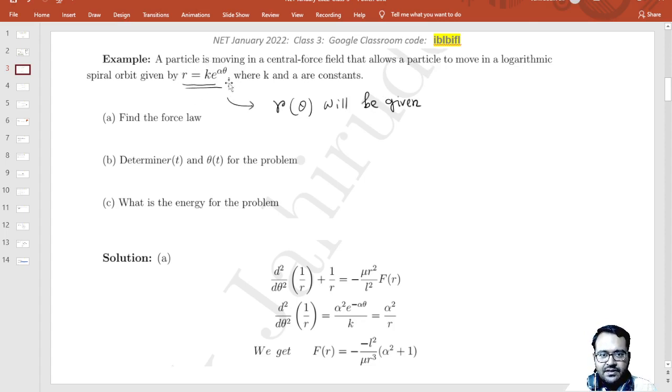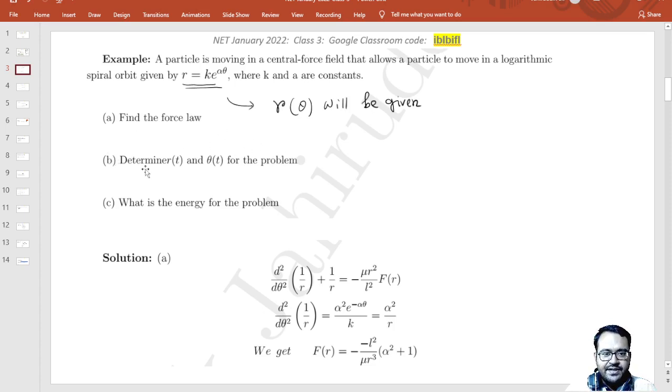If your r as a function of theta, that is your equation of orbit, is given: r is k e to the power alpha theta. Alpha is a constant, k is a constant, and theta is the variable. So r depends on theta by this equation. In exams many types of equation can be given. If I give you the equation of orbit, you can directly find the force law. Well, that is very easy.